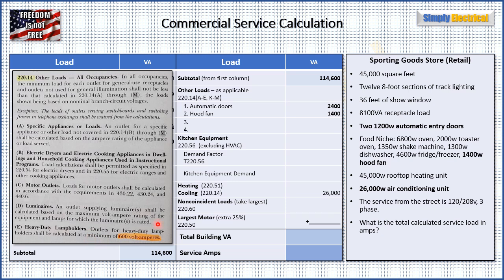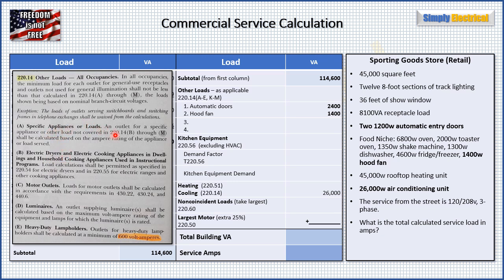Okay, so let's see, what do we have for loads in any of these categories? We don't have any heavy-duty lamp holders. We don't have specialty lighting that hasn't already been taken care of, like track lighting and so forth. Motors we'll talk about in just a bit. Don't have any dryers or ranges. Okay, specific appliances or loads.